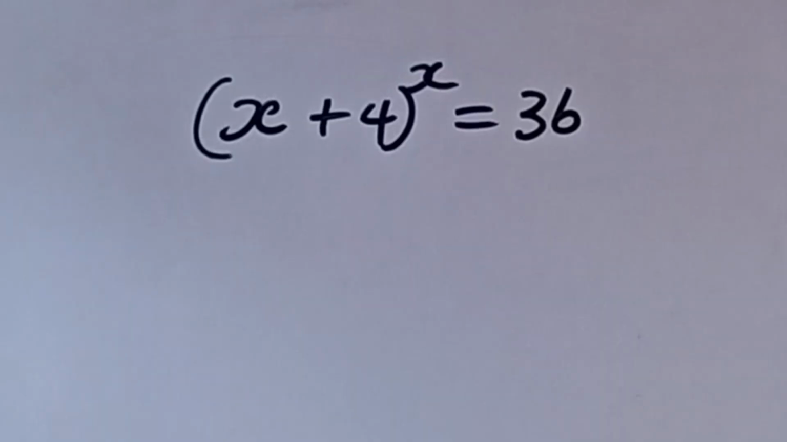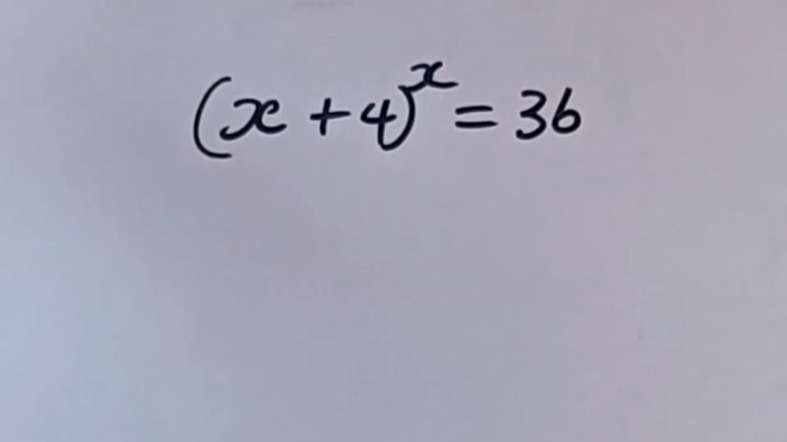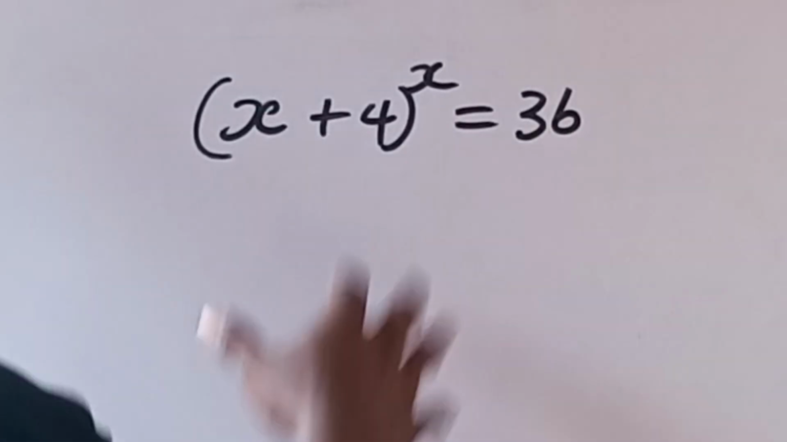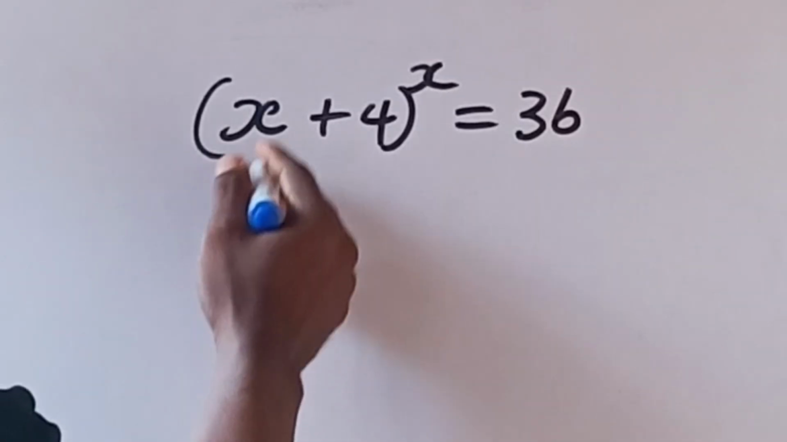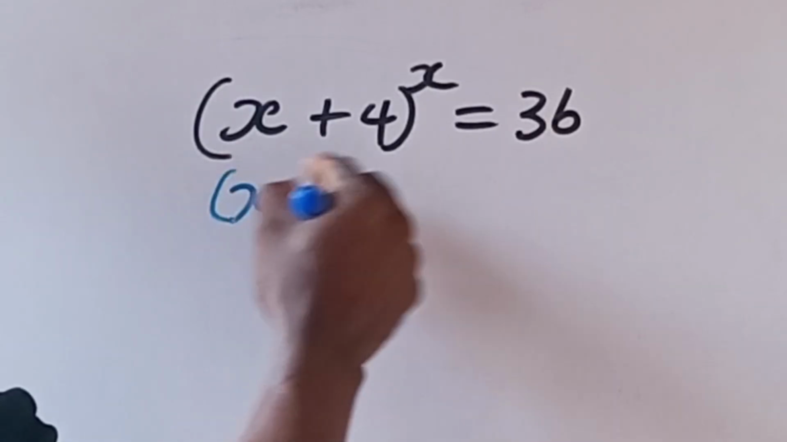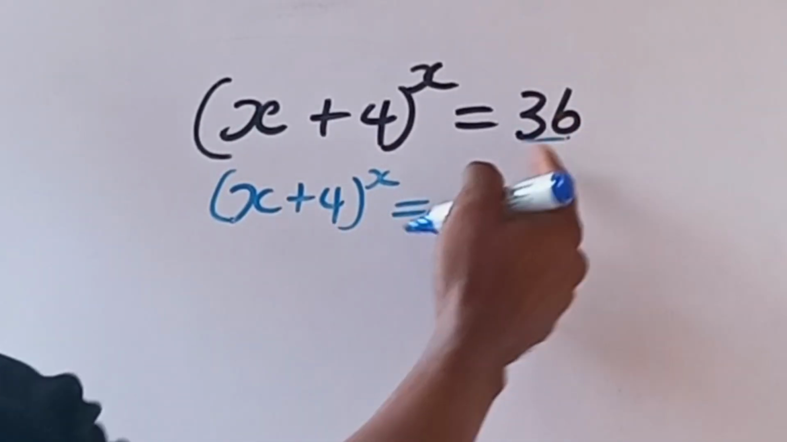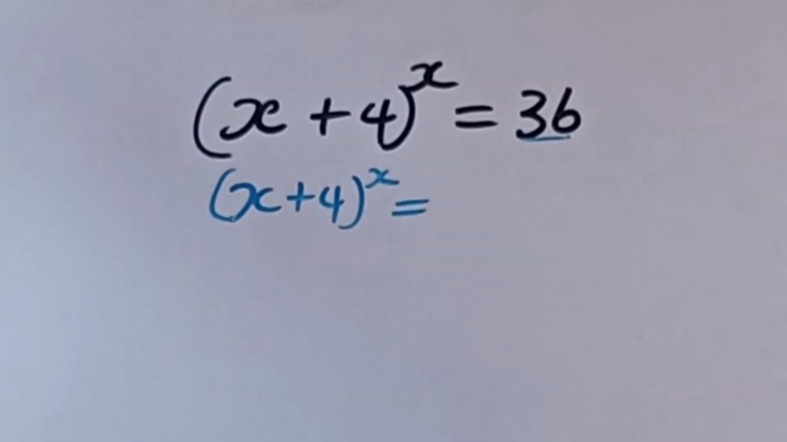Okay, guys, this is an Olympiad math question. So it's very simple actually. We are looking for the value of x, right? So what we're going to do, we are going to break it down. So if we are breaking it down, this is x plus 4 raised to the power of x, which equals... so we break this down to a smaller one.